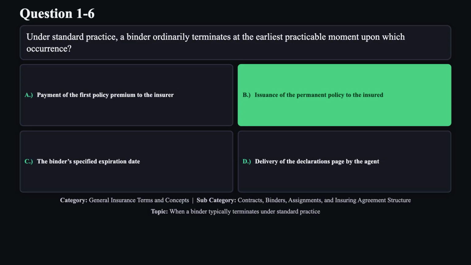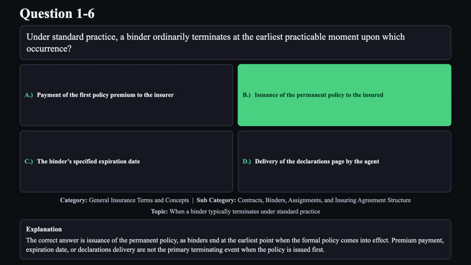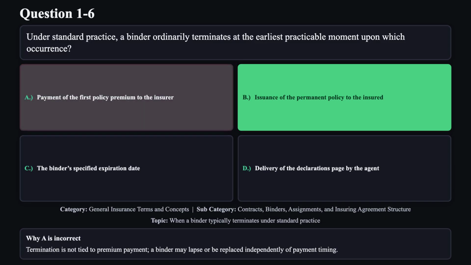The correct answer is B. The correct answer is issuance of the permanent policy, as binders end at the earliest point when the formal policy comes into effect. Premium payment, expiration date, or declarations delivery are not the primary terminating event when the policy is issued first. Reason A is not correct.